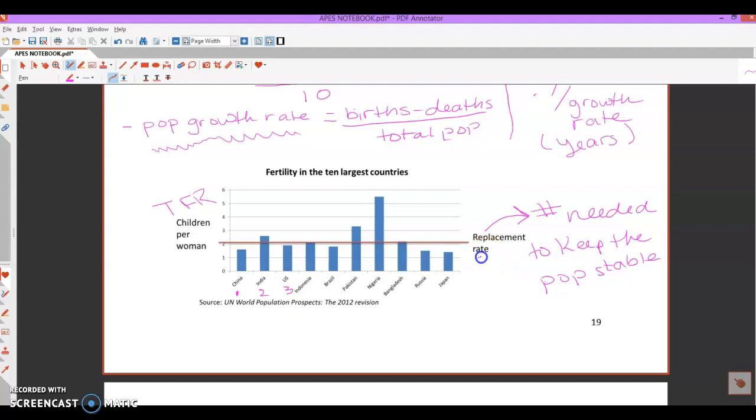So the replacement rate equals 2. All right, so what we're going to look at in the next set of notes that are coming is population pyramids and how education levels can impact this total fertility rate right here.